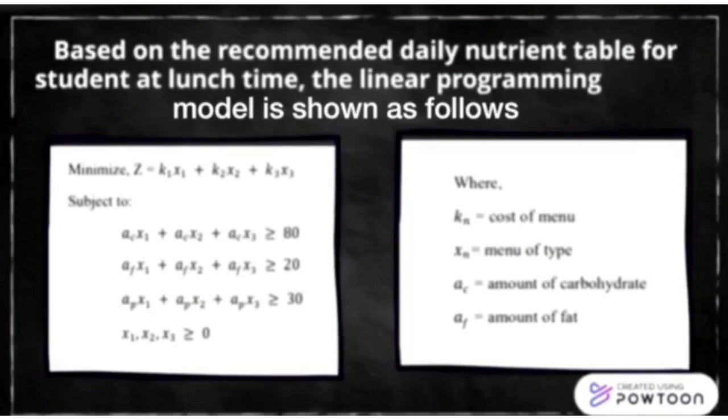And we get three constraints, which are AC x1 plus AC x2 plus AC x3 greater than or equal to 80. The second constraint is AF x1 plus AF x2 plus AF x3 greater than or equal to 20. The third constraint is AP x1 plus AP x2 plus AP x3 greater than or equal to 30. X1, X2 and X3 must be greater than or equal to 0. AC is the amount of carbohydrate, while AF is the amount of fat, and AP is the amount of protein.